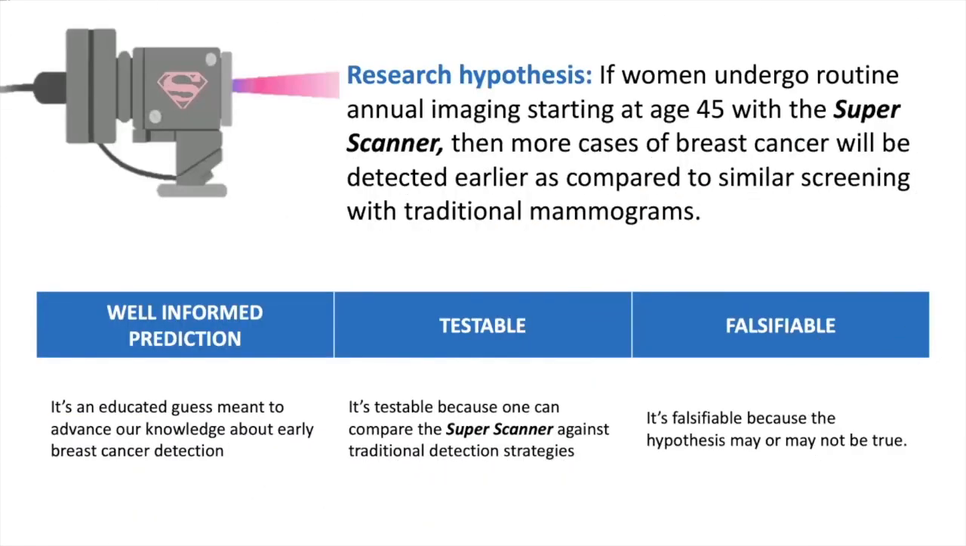Now let's take another look at this research hypothesis. If women undergo routine annual imaging starting at age 45 with the super scanner, then more cases of breast cancer will be detected earlier as compared to similar screening with traditional mammograms. It is a well-informed prediction because it makes an educated guess, an if-then statement here. It is testable because one can set up an experiment testing the super scanner against traditional detection strategies. And it is falsifiable because the hypothesis may or may not be true. It could be the super scanner, even though it's called the super scanner, may not work that well.